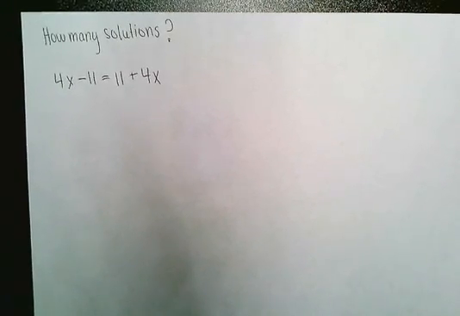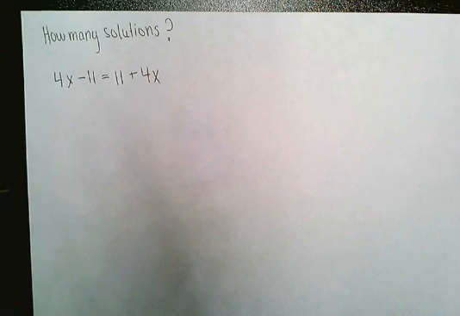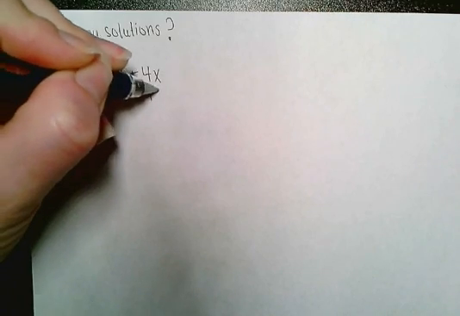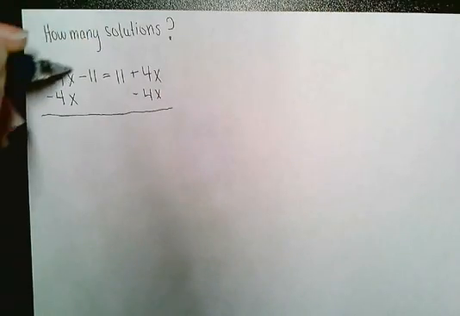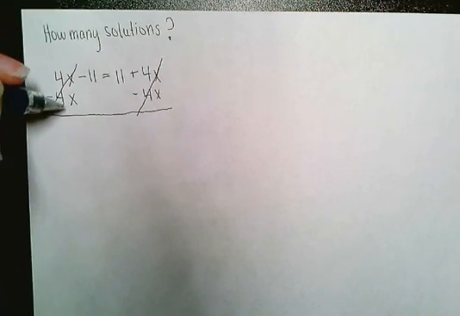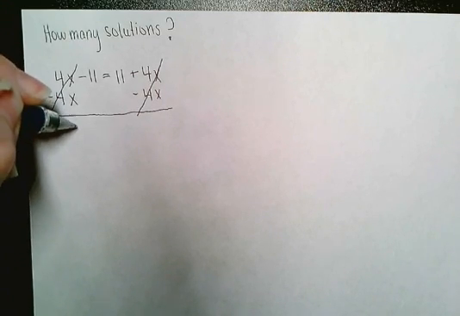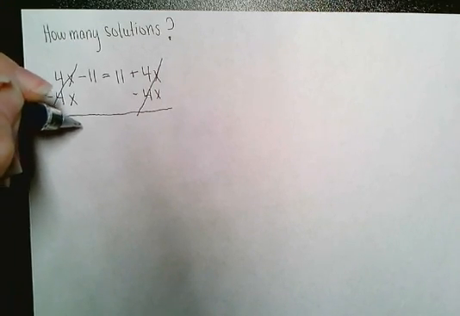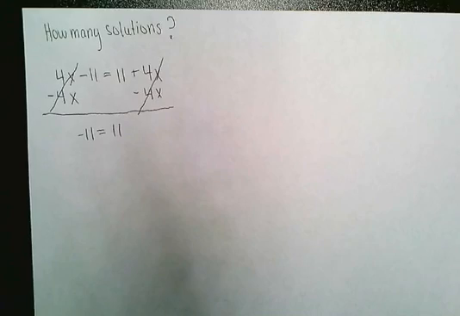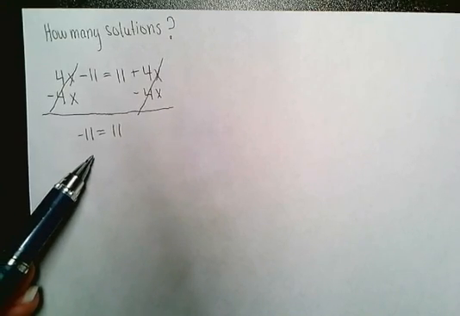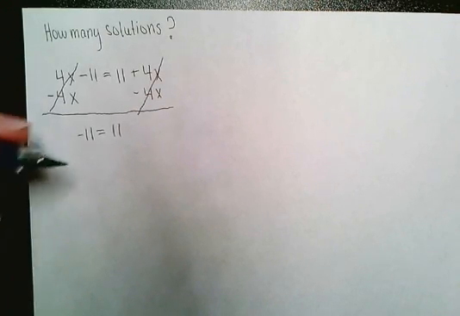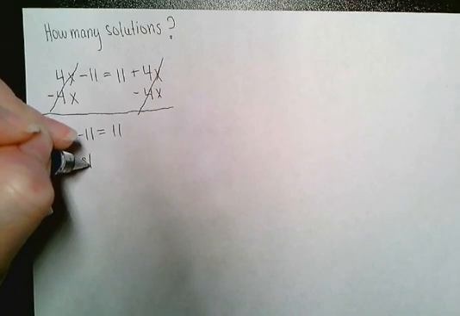Now, if I try to solve this equation and get x all by itself on one side, I can subtract 4x from here and subtract 4x from here. It cancels out here, and it also cancels out here. So what I end up with is negative 11 equals 11. All my x's are gone. And this equation that I'm looking at, is this true? No, this equation is not true. So this equation actually has no solution.